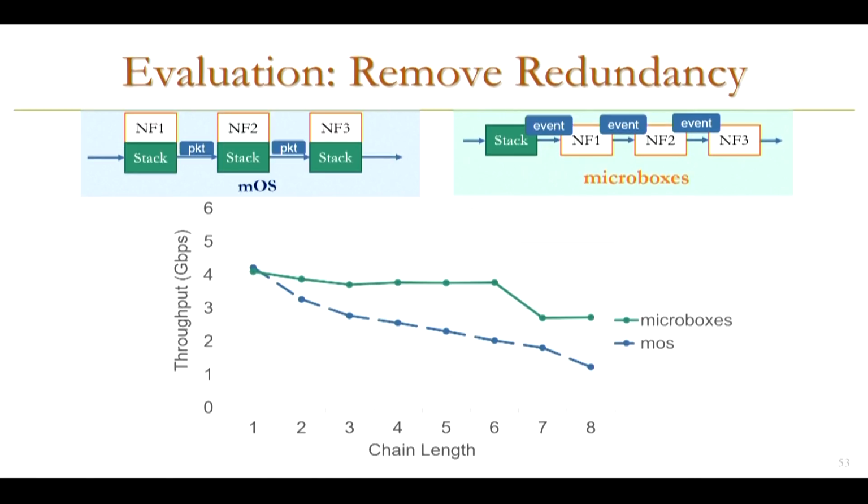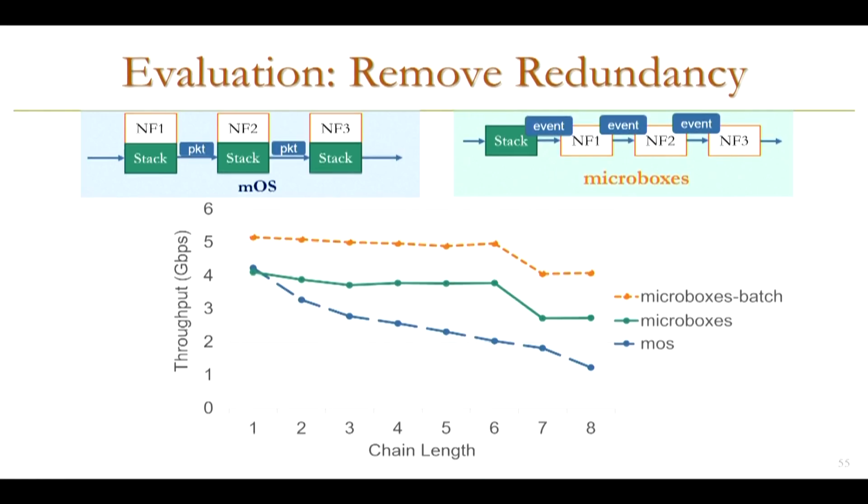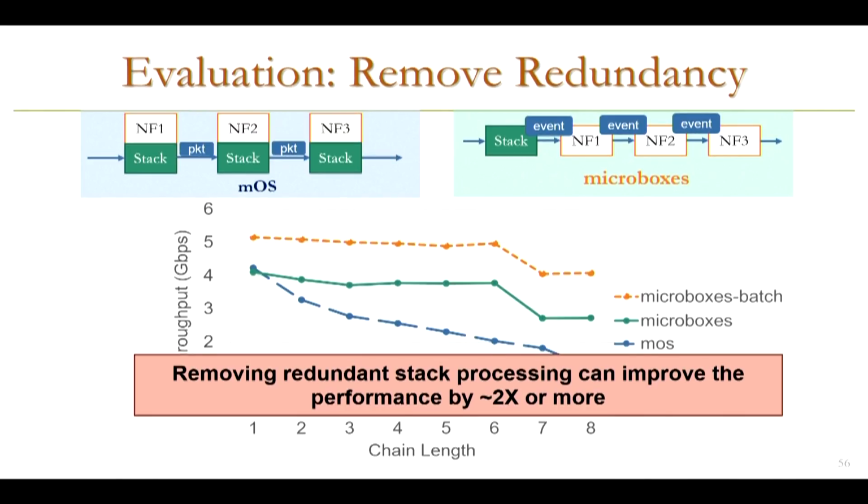From the results, we can see, as the chain length increases, the throughput of macroboxes remains almost flat, while MOS drops quickly. We do see a decrease for both cases when the chain is longer than 6, since they have to use cores on another socket and pay NUMA penalties. Batching events in each NF could further improve the throughput of macroboxes, and we use batching for the remaining evaluations. And this experiment shows that removing redundancy is important and can improve throughput by a factor of 2 or more.